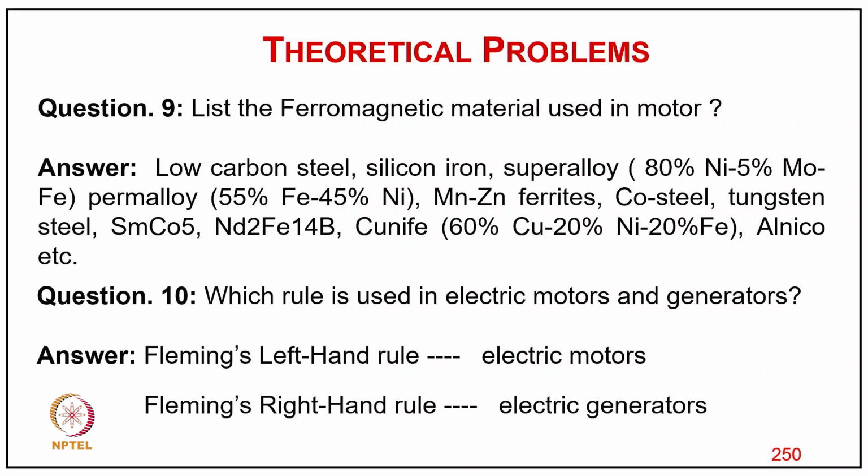Question 9: list the ferromagnetic materials used in motors. So the answer is low carbon steel, and silicon and copper alloys of different kinds are used in this. And typically question 10: which rule is used in electric motors and generators? Answer: Fleming's left hand rule is used in motors and Fleming's right hand rule is used in electric generators.